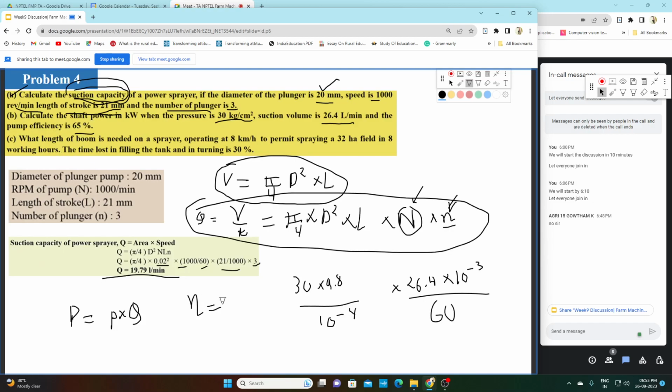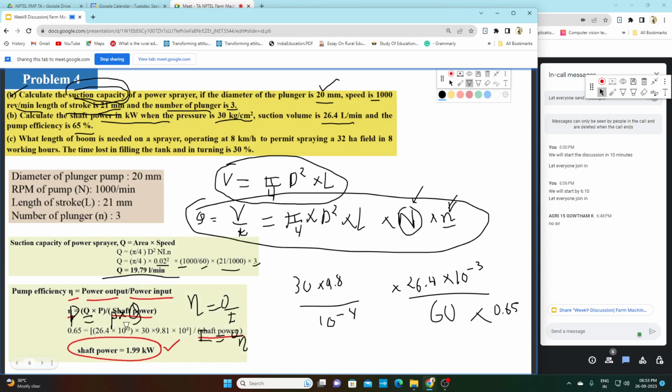Efficiency is output by input. We got the output power and we have to get the input power. So input is output divided by efficiency. So we simply divide by the efficiency in this calculation, and efficiency is 65%, so 0.65. When you do this calculation, you will get the shaft power of the pump.